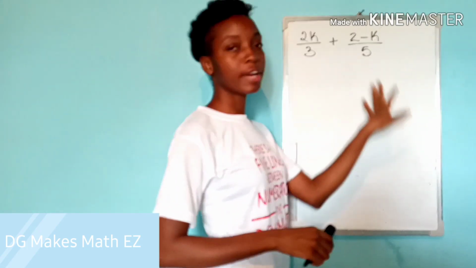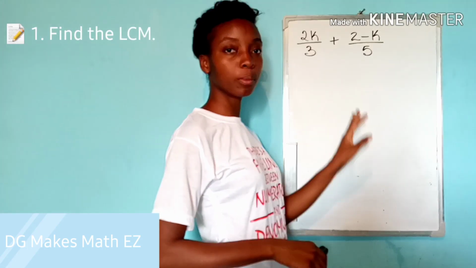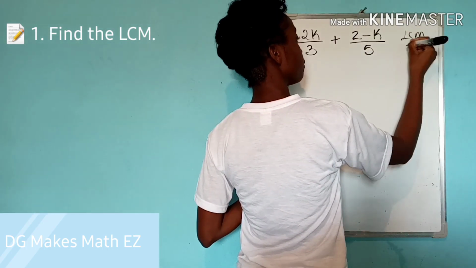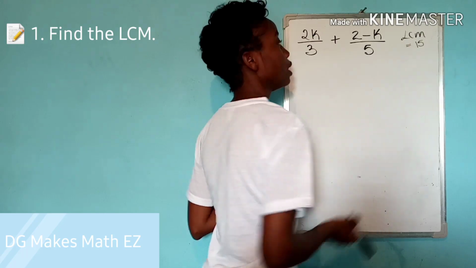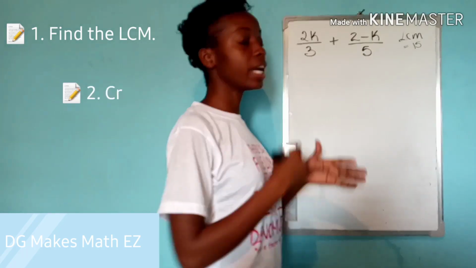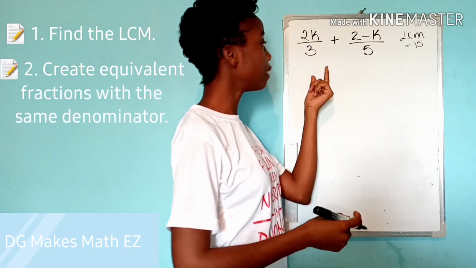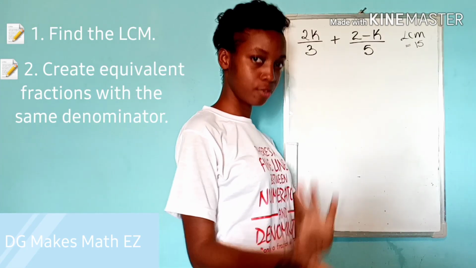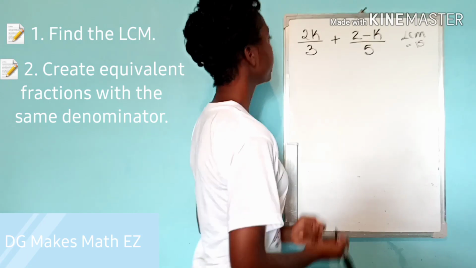So the first thing you want to identify is your lowest common multiple for 3 and 5. And so our LCM for 3 and 5 is 15. The next thing you want to do is create equivalent fractions that have a denominator of 15. But of course, you would have already known this if you watched our first video. All right, here we go.